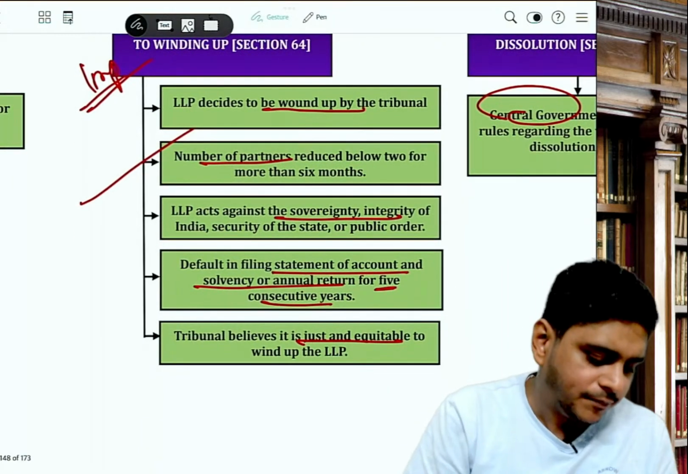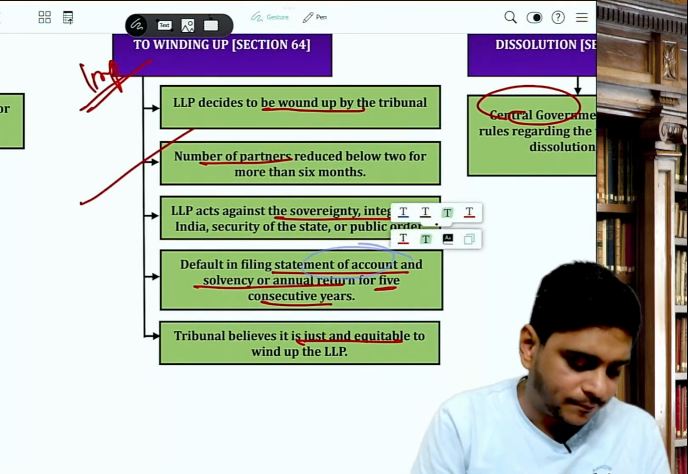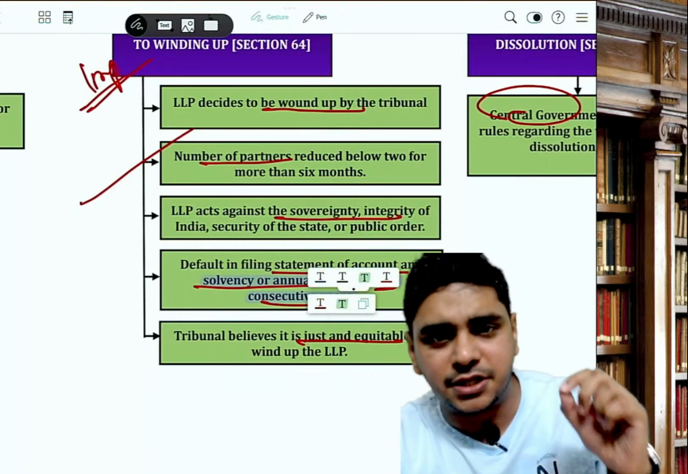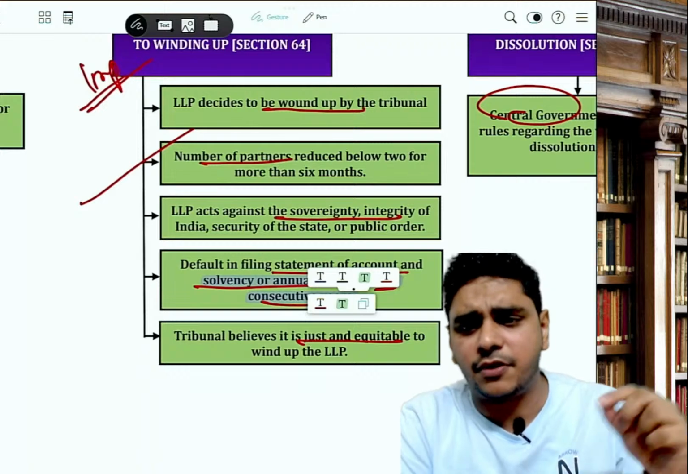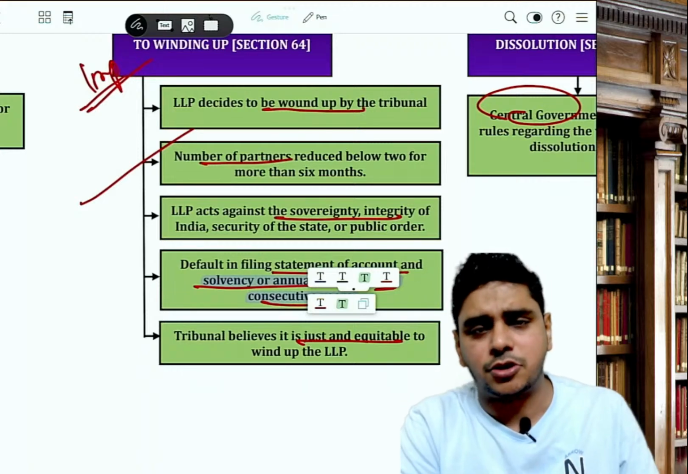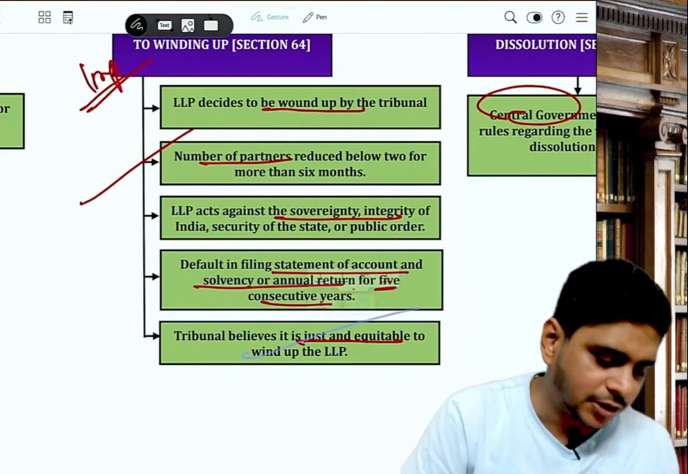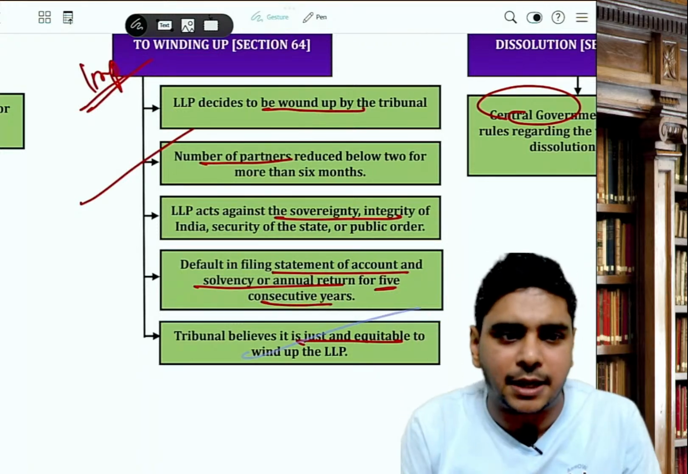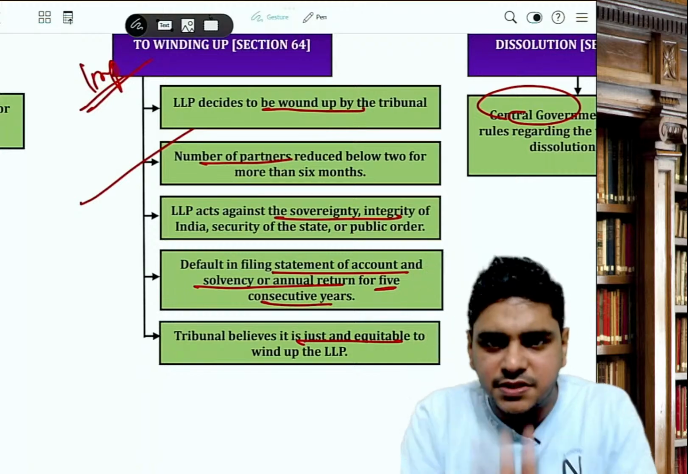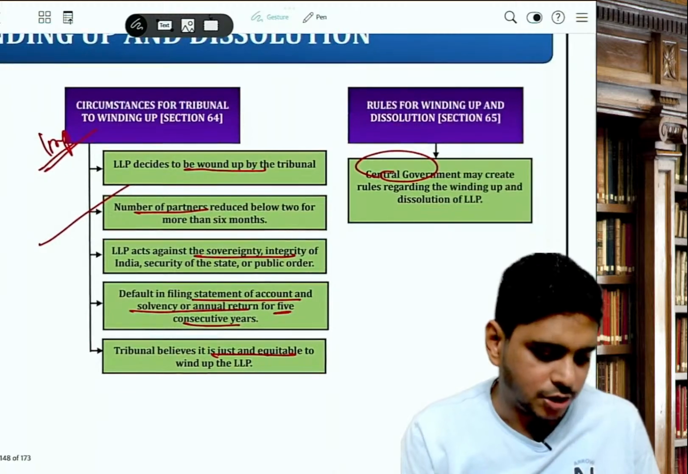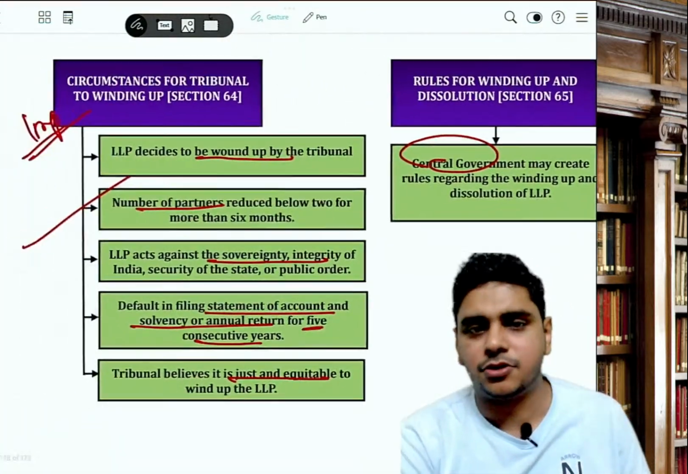This is important: default in filing statement of accounts and solvency, or annual return, for 5 consecutive years. If the LLP has defaulted for 5 consecutive years, winding up will be done by the tribunal. And my favorite, just and equitable: if the tribunal believes it can be wound up, then it can be wound up. These are all the grounds. Dissolution: the Central Government may create rules regarding the winding up and dissolution of an LLP.